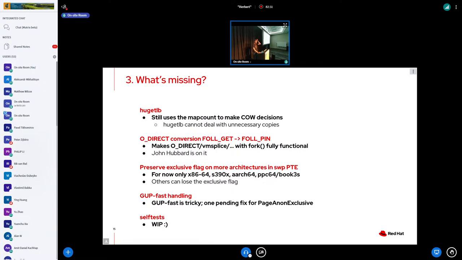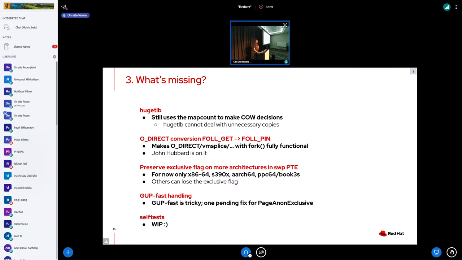We have to preserve the exclusive flag on more architectures, so that's a minor detail. Whenever we swap out a page on some architectures, we lose that exclusive information, which is not too bad because the page cannot be pinned if we actually succeed in swapping that page out. But of course, it means that we might detect pages as not exclusive and maybe shared instead of detecting them properly and avoiding some corner cases of performance issues.